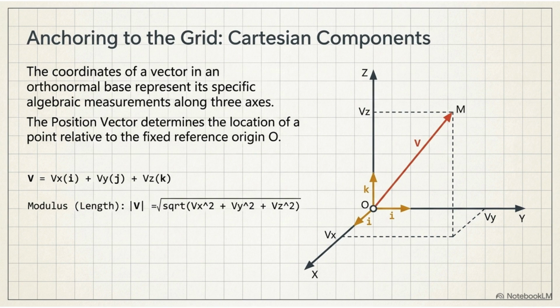These two components completely describe the original vector. For example, if v equals 10 meters and theta equals 30 degrees, then v sub x equals 8.66 meters, and v sub y equals 5 meters.